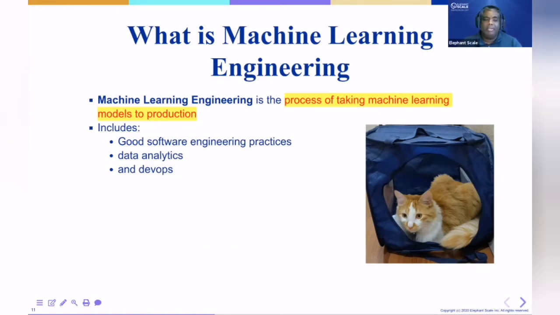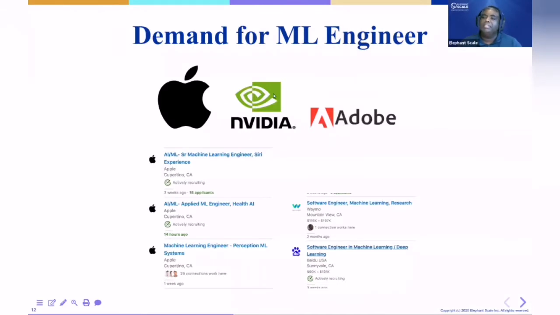So who's hiring machine learning engineers? I did a search for ML engineers, and you can see these are some of the job descriptions I pulled out. I searched LinkedIn jobs and Indeed, and you can see companies like Apple, Adobe, Nvidia. These are all job descriptions, and there are a lot more of these. A lot of startups are hiring, a lot of big companies are hiring. There's a lot of demand for machine learning engineers.